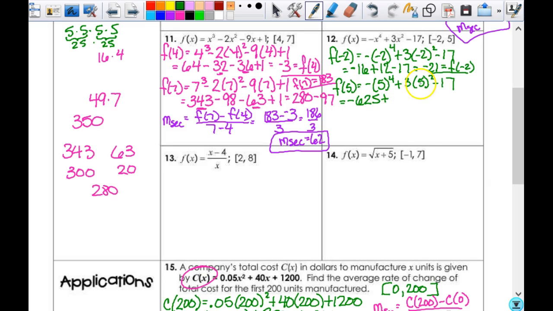Plus 5 squared is 25 times 3 is 75 minus 17. Okay, so I'm going to combine these two first, and I know that it's going to be negative because that one's a much bigger number, so I'm going to go ahead and put my negative. And I'm going to have to subtract them then. So I got $6.25, and I give you 75 cents. How much money do I have left?